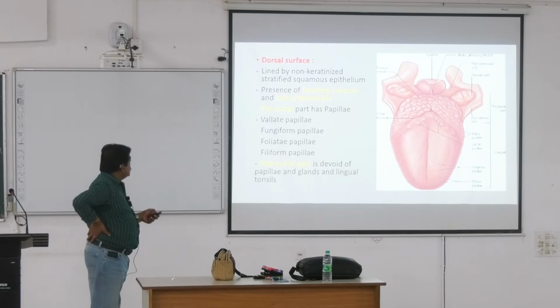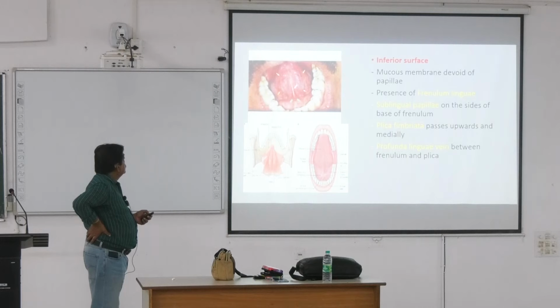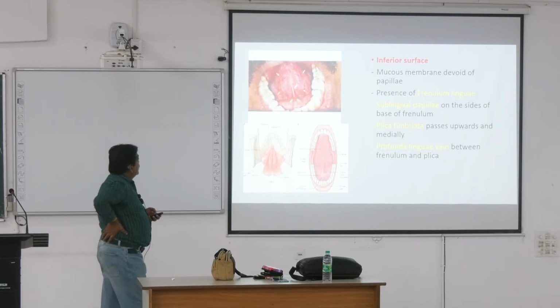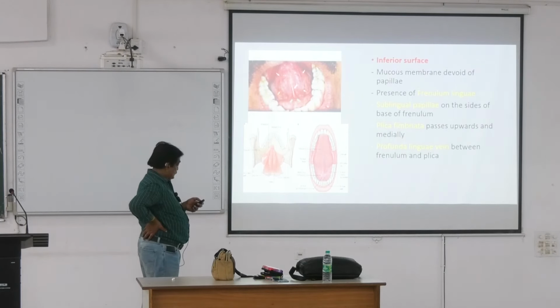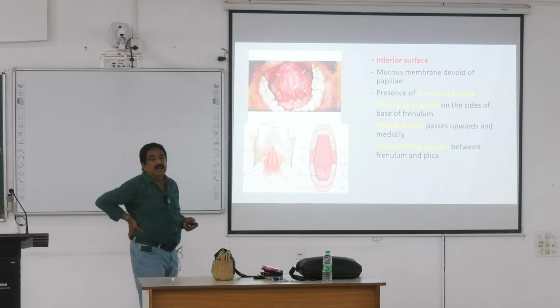Now, the inferior surface: mucous membrane devoid of papillae, presence of frenulum linguae, sublingual papilla on the sides of the base of the frenulum. This is the base of the frenulum. And the plica fimbriata passes upwards and medially. This, and the profunda lingual vein, lie between the frenulum and the plica.